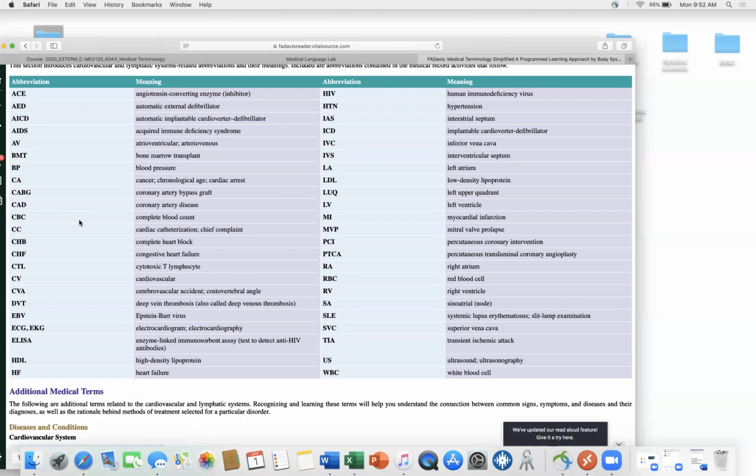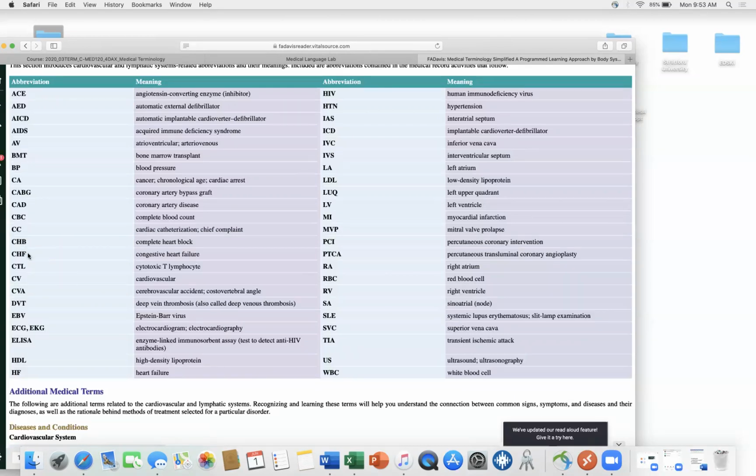CBC, complete blood count. You'll learn in your laboratory classes what the CBC entails. There are 3 types of blood cells, and of course your plasma, which is the fluid part of your blood. And that's your red blood cells, white blood cells, and platelets. So the CBC has a complete count of all 3 of those things, and some other stuff. CC, I don't look at it as cardiac catheterization. It's the chief complaint, the chief complaint of your patient. What was the reason why they came in today?